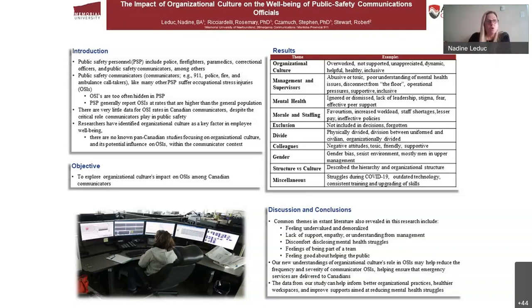Now, positive themes were also revealed, such as a sense of being part of a team and feeling good about helping the public. And so these are indications of what we can leverage and build upon when developing future solutions. So our hope is that our new understanding of organizational culture's role may reduce the frequency and severity of operational stress injuries, ensuring that emergency services are reliably delivered, and the data from our study can help inform better organizational practices, create healthier working conditions, and improve supports aimed at reducing mental health struggles.